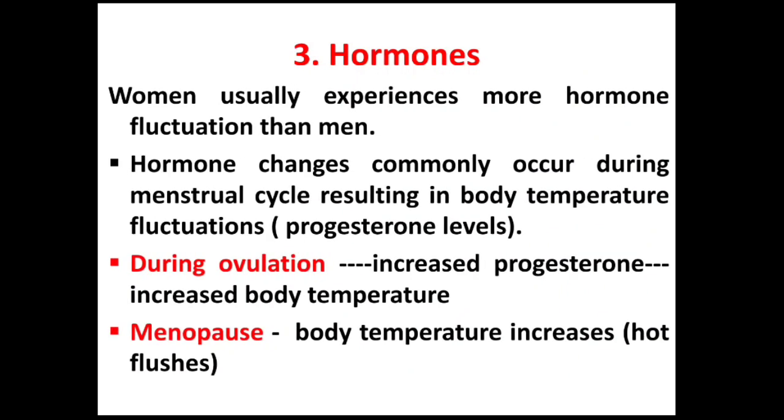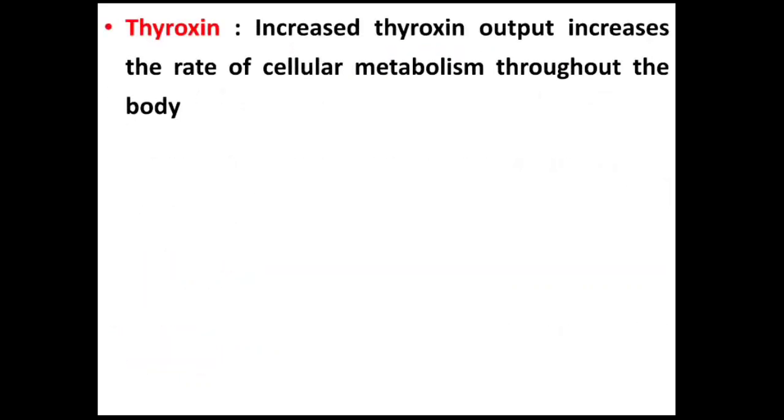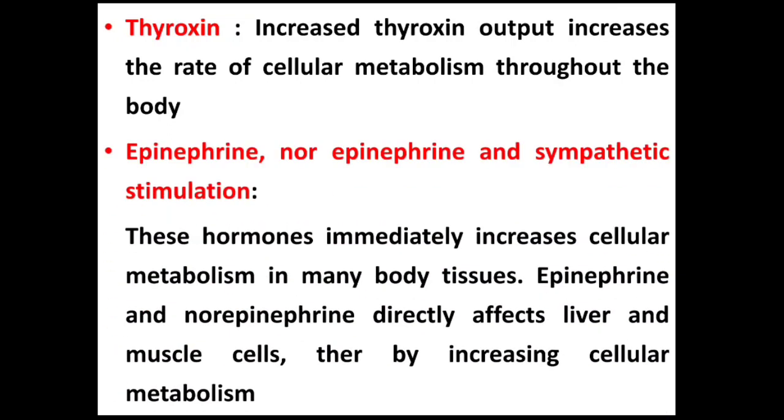Another factor is the hormones. Hormonal variations are more in women than men. During the menstrual cycle, there can be more hormonal changes resulting in body temperature fluctuations due to the effect of the progesterone level. During ovulation, there will be increased progesterone that leads to increased body temperature. But in menopause, body temperature increases, which develops as hot flushes in menopausal women. Another hormone that is responsible is thyroxin, which increases the rate of cellular metabolism throughout the body. Epinephrine, norepinephrine and sympathetic stimulation increase the cellular metabolism in body tissues.